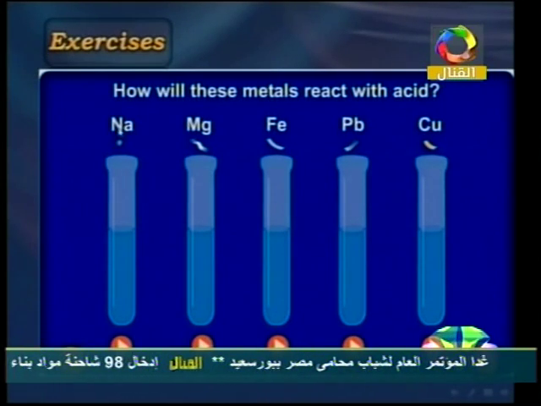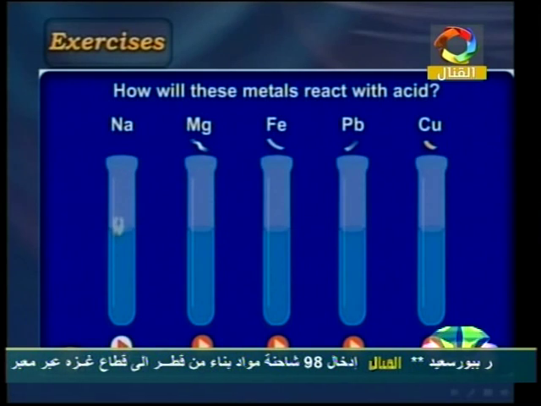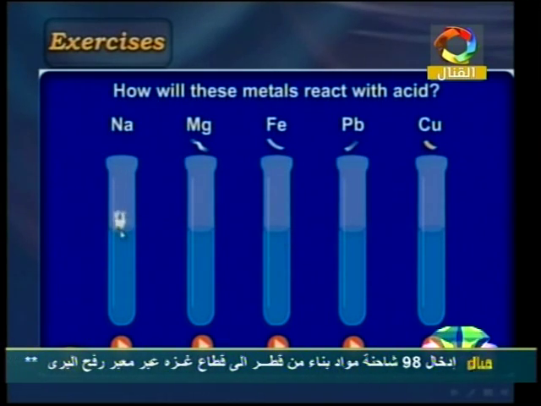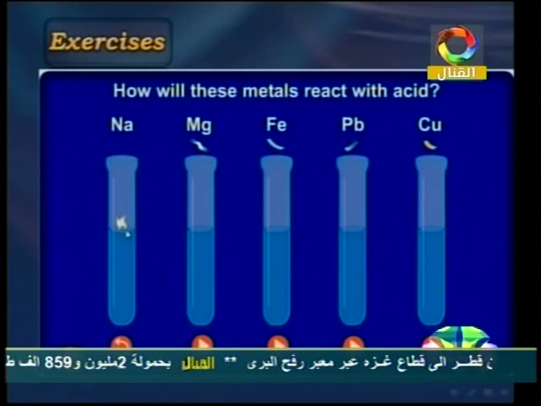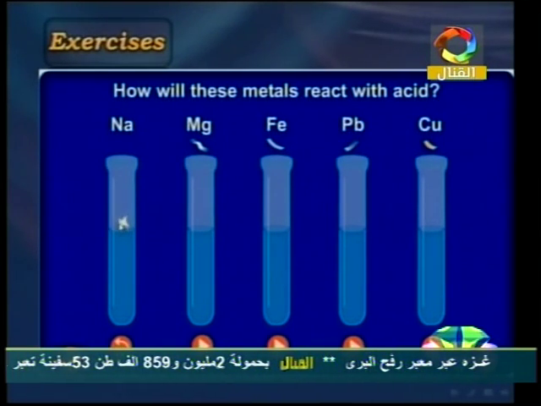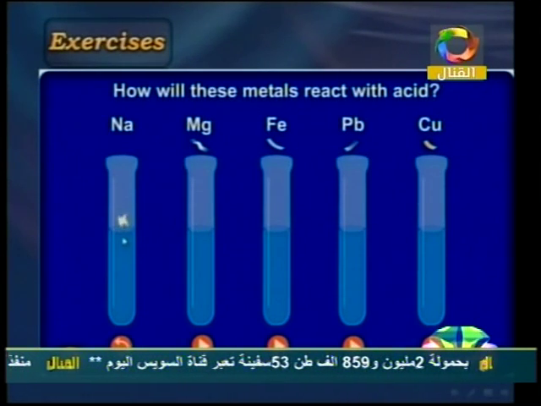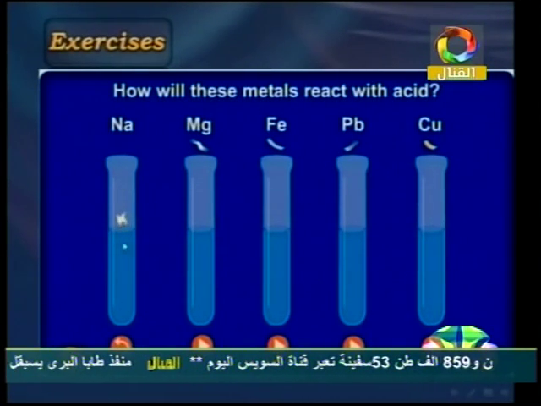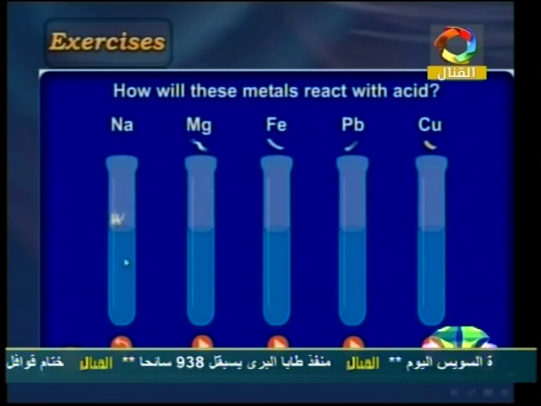The first one is sodium. If I put sodium inside the acid, some heat energy is produced and it makes a reaction like this. Here we have fire and it floats on the surface of the water. Na is a very strong metal, able to substitute the hydrogen from its compound.